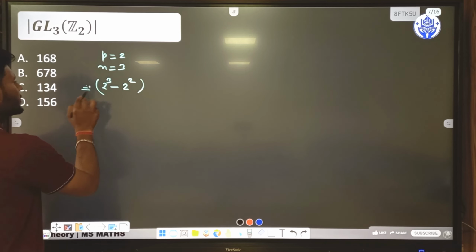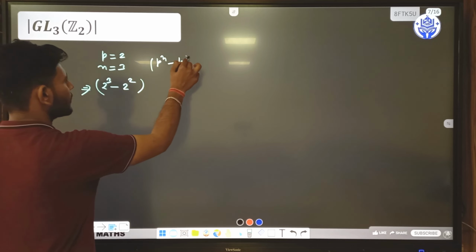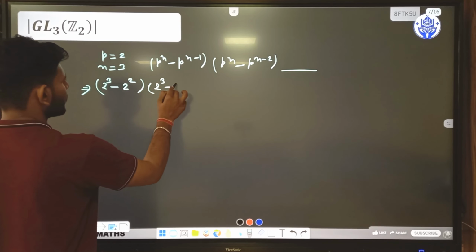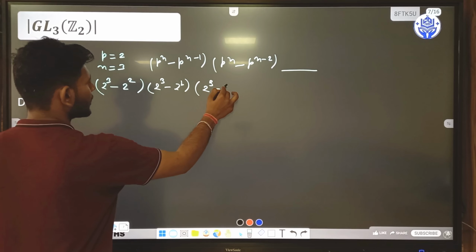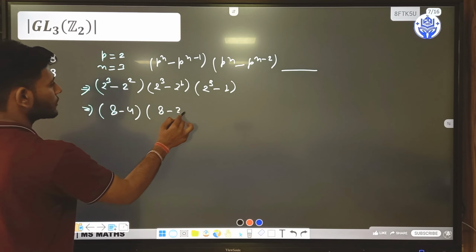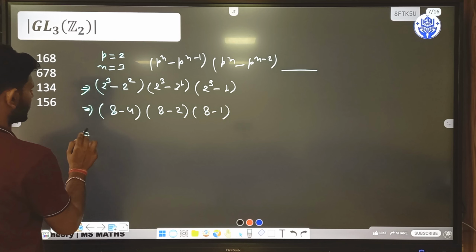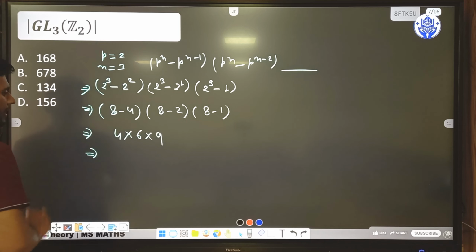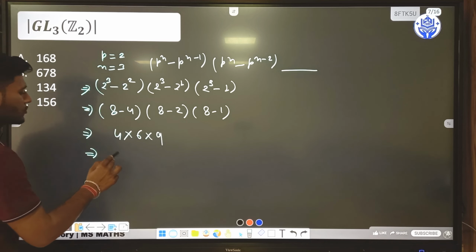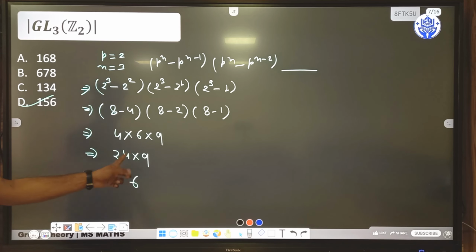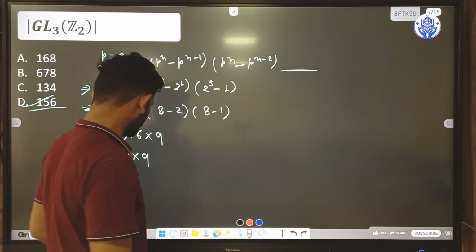Okay, so what is the formula? That is nothing but p power n minus p power n minus 1, p power n minus p power n minus 2, and goes up to 1. So it is 2 power 3 minus 2 power 1, 2 power 3 minus 2 power 0. That is 8 minus 4, 8 minus 2, 8 minus 1. So it is nothing but 4 into 6 into 9. So if you take 4 into 6 into 9, it means 24 into 9. So 156 will be the answer. If you multiply this, then you will get 156 here.